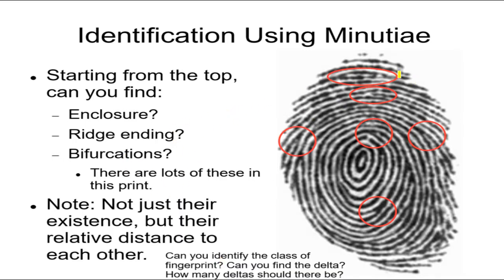Here they are. The enclosure over here. Here's the ridge ending. Here are a couple of bifurcations. And remember that the analysts, this is what they do, by the way. They circle these things, and they point to it, and so people can say, oh, yeah, I look here. So whenever everyone looks at the report, they say, oh, here, yes, I see the bifurcation. I see the island. I see the enclosure. I see the bifurcation. I see the ridge ending.